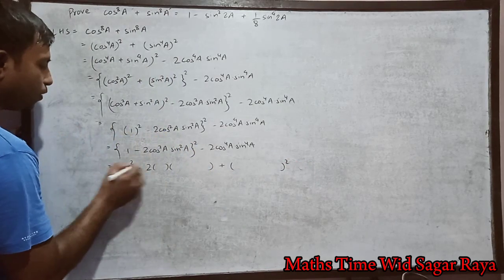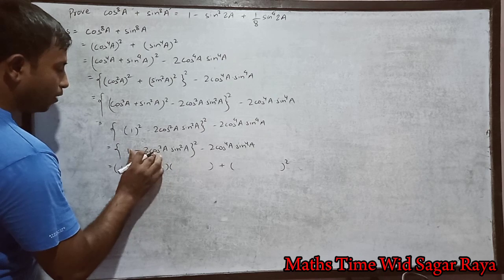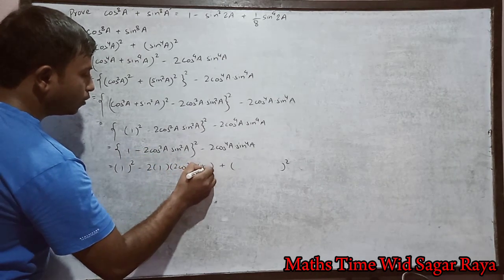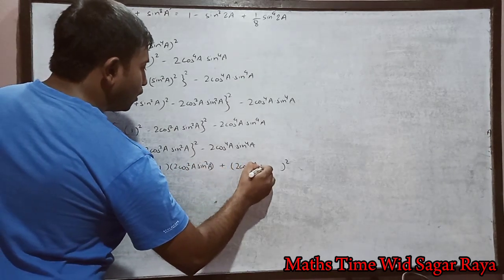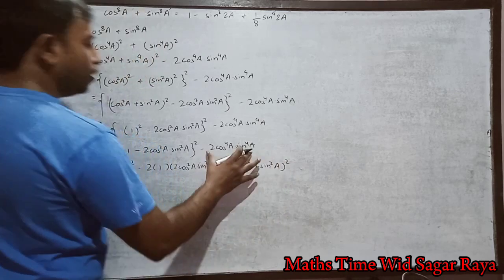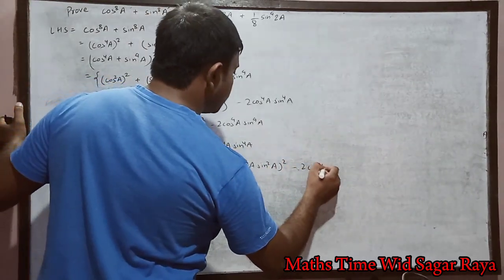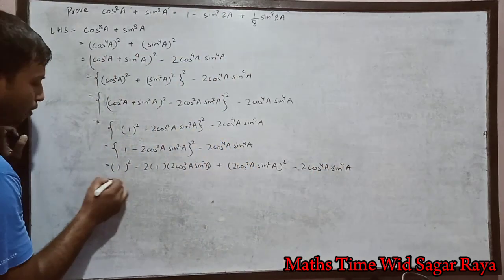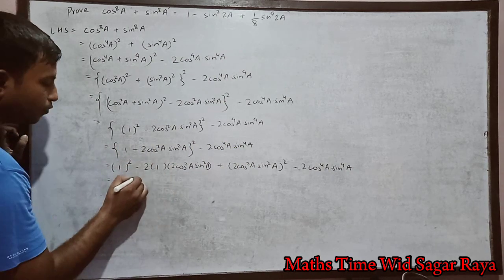So a means here 1, and b means 2 cos square a dot sin square a. Here also 2 cos square a dot sin square a. Now this one remains as it is, minus 2 cos power 4a dot sin power 4a. Now 1 whole square is 1. Now 2 ones are 2, 2 2s are 4.